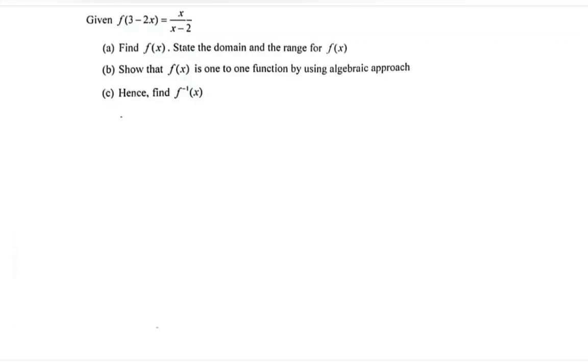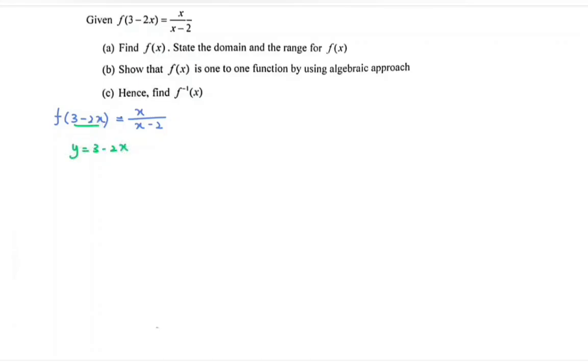Hello everyone, in this video I'm going to discuss the example for function and graph. Given we have f(3 - 2x) equals x over x - 2. Find f(x). State the domain and range for the situation given. So if it refers to the situation, actually this is a composite function. So let this one become y.